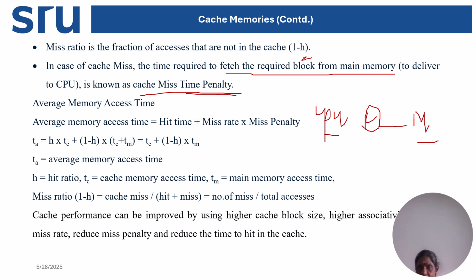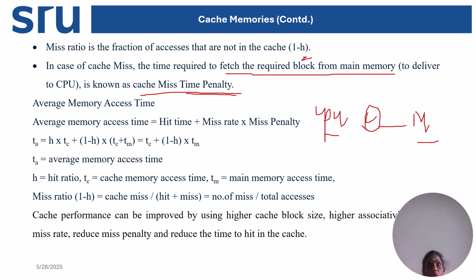Then average memory access time is equal to hit time plus miss rate times miss penalty. Hit time we know: the time required to take the data from cache. Miss rate we know: it is 1 minus H. And miss penalty, by definition, is the time taken to fetch the data from main memory.